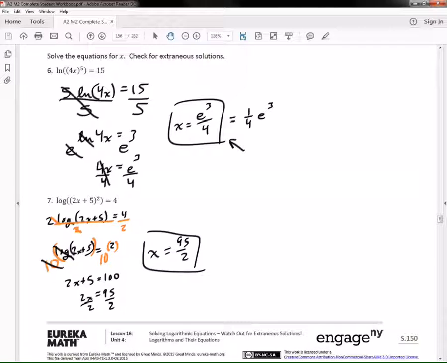Now one thing we have to make sure of is that whatever answers we have do not make negative numbers inside of a logarithm. Now since this is a positive number times a positive 2, and then plus a positive 5, that's still going to be positive. So I don't have to worry about this one. And nor do I have to worry about this one, because if I put this in here, that would just make a positive number. Positive times a positive. Alright, so these ones are done.